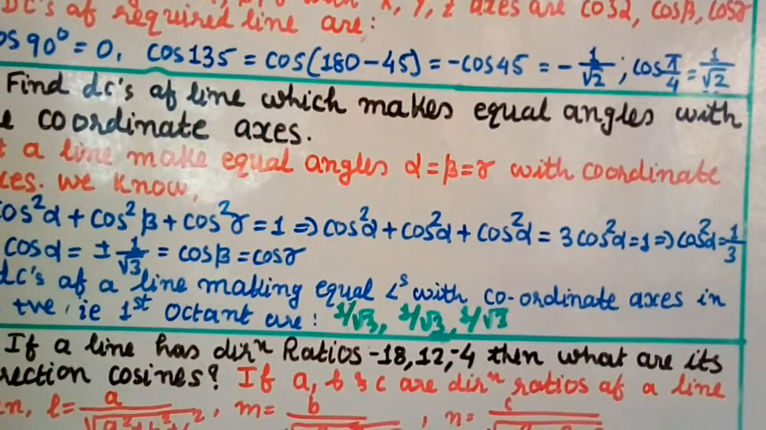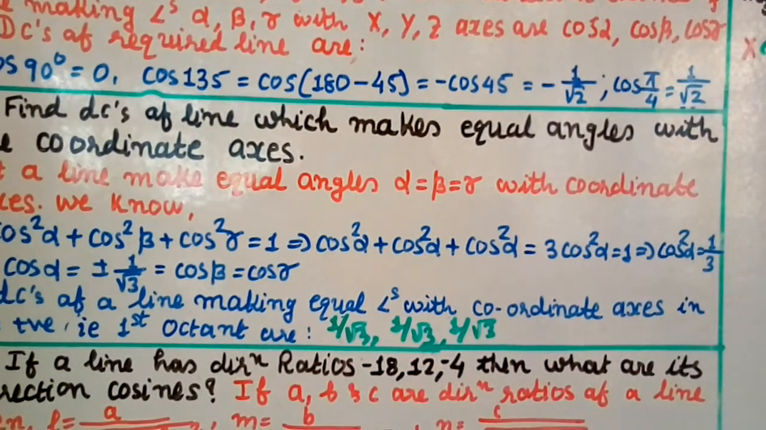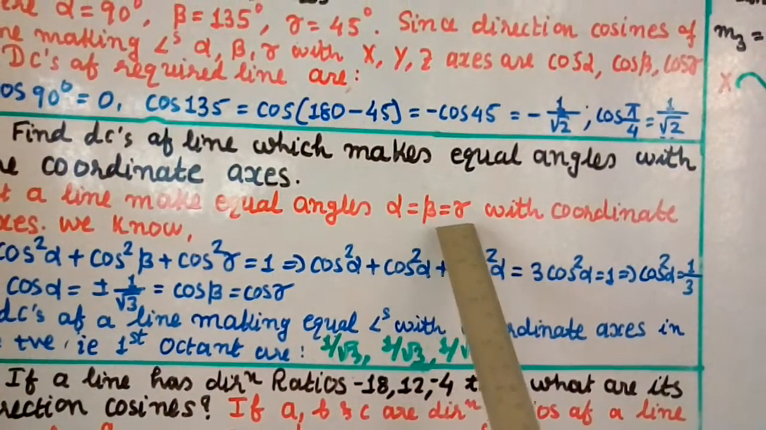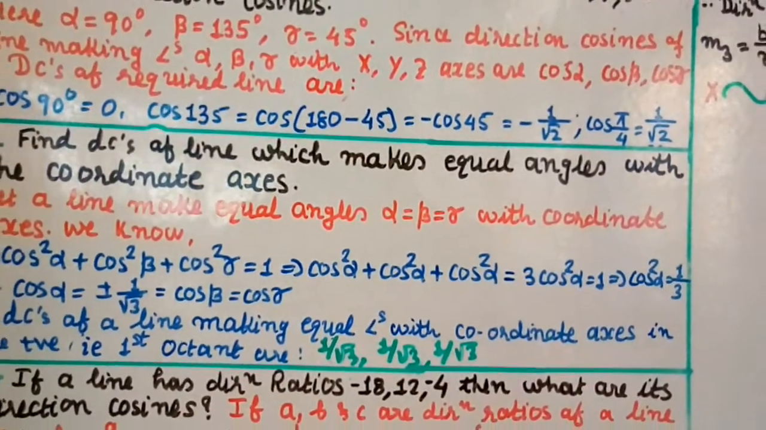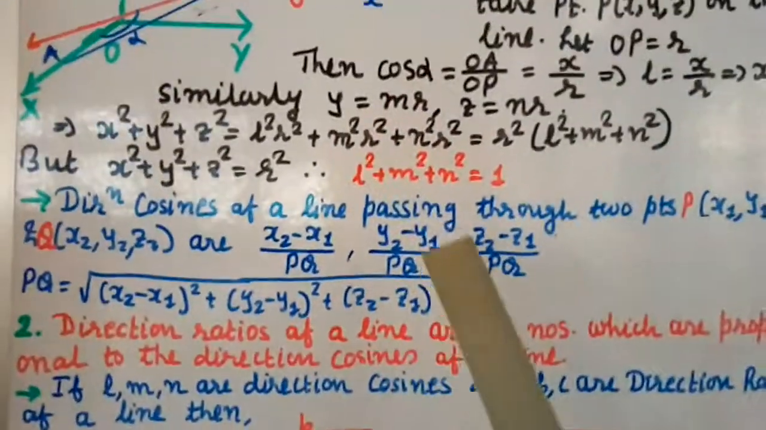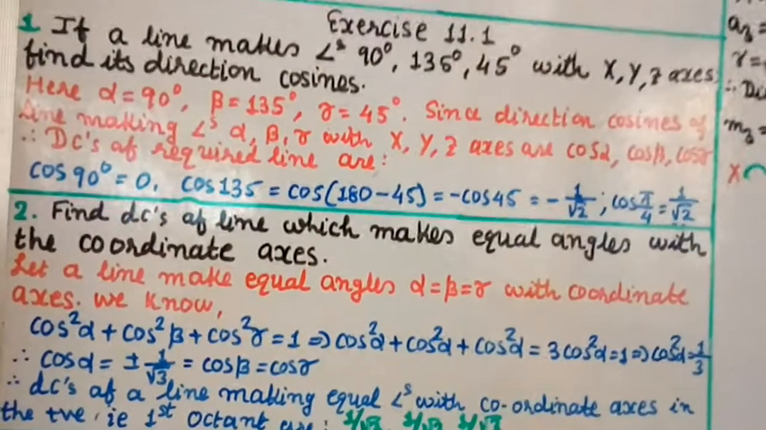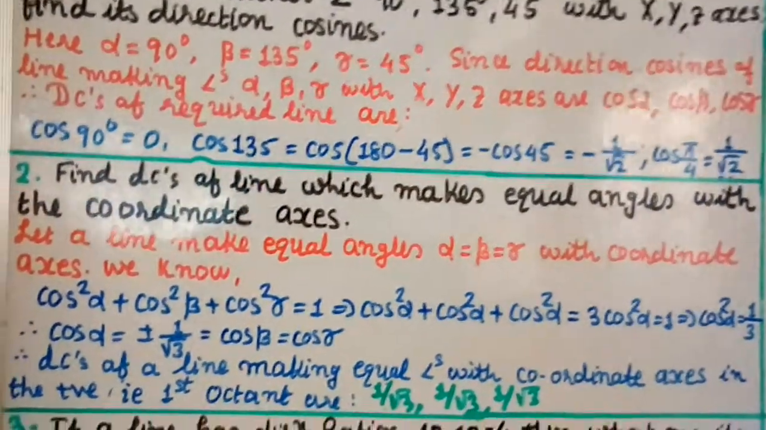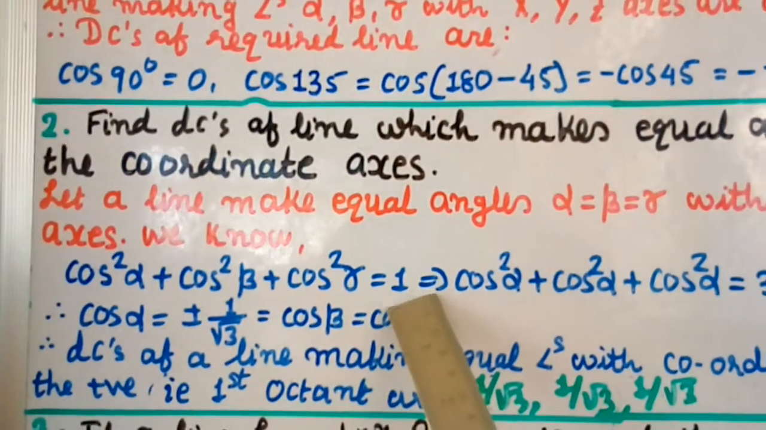Question number 2. Find DCs of a line which makes equal angles with the coordinate axes. Let a line make equal angles, that is alpha equal to beta equal to gamma, all three angles equal with the coordinate axes. Now we know the relation between the direction cosines. We already derived L square plus M square plus N square is equal to 1. But L is cos alpha, M is cos beta, and N is cos gamma. So let us place the values: cos square alpha plus cos square beta plus cos square gamma equal to 1.